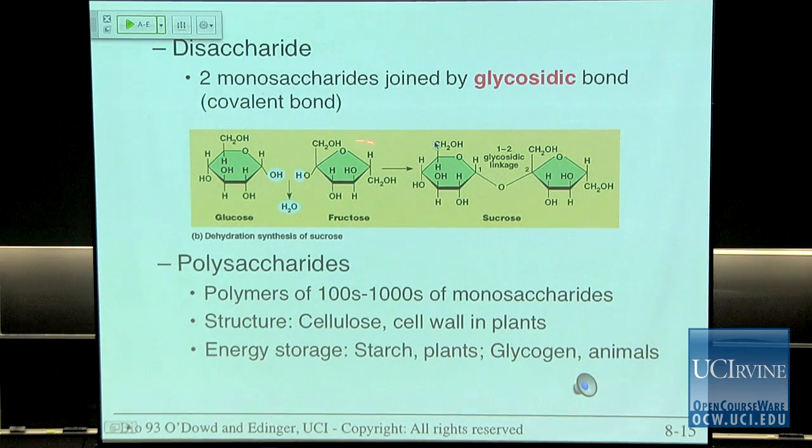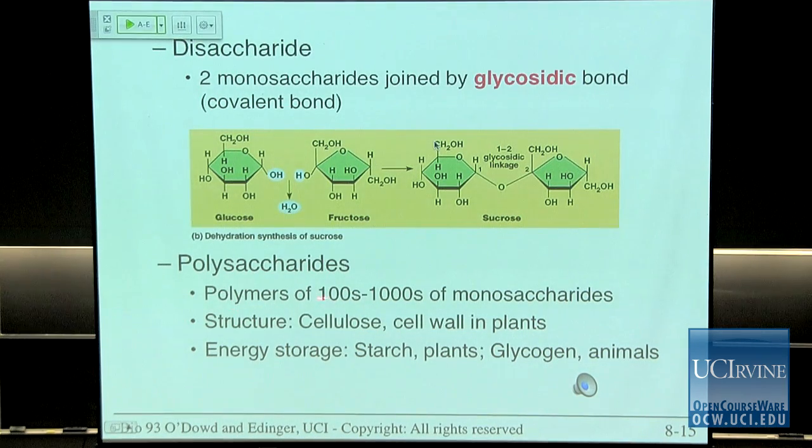Here is glucose being hooked up to fructose. An OH group is removed from glucose and H from fructose to form water, and you form a bond that looks like this, and that forms the disaccharide sucrose, and that is a glycosidic linkage. So carbohydrates have glycosidic linkages, or bonds, between their subunits. That's 2 together as a disaccharide.